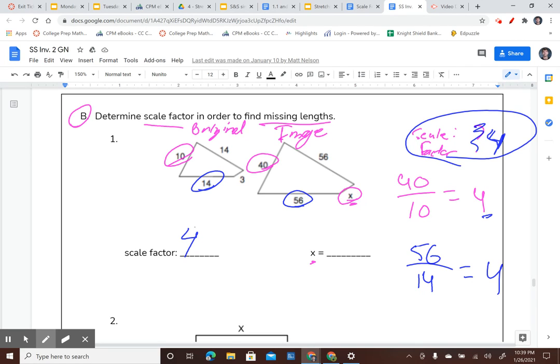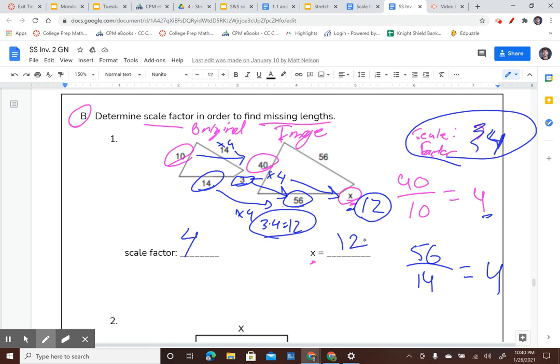And now we're going to use that to figure out this missing side length. So if we're multiplying 14 by 4 to get to 56, we're multiplying 10 by 4 to get to 40, then we're going to take 3 and do the same thing. We're going to multiply it by 4, and we know that 3 times 4 gives us 12. So x would equal 12. Again, that's from 3 times 4 equals 12. All right. Moving on to the next problem.